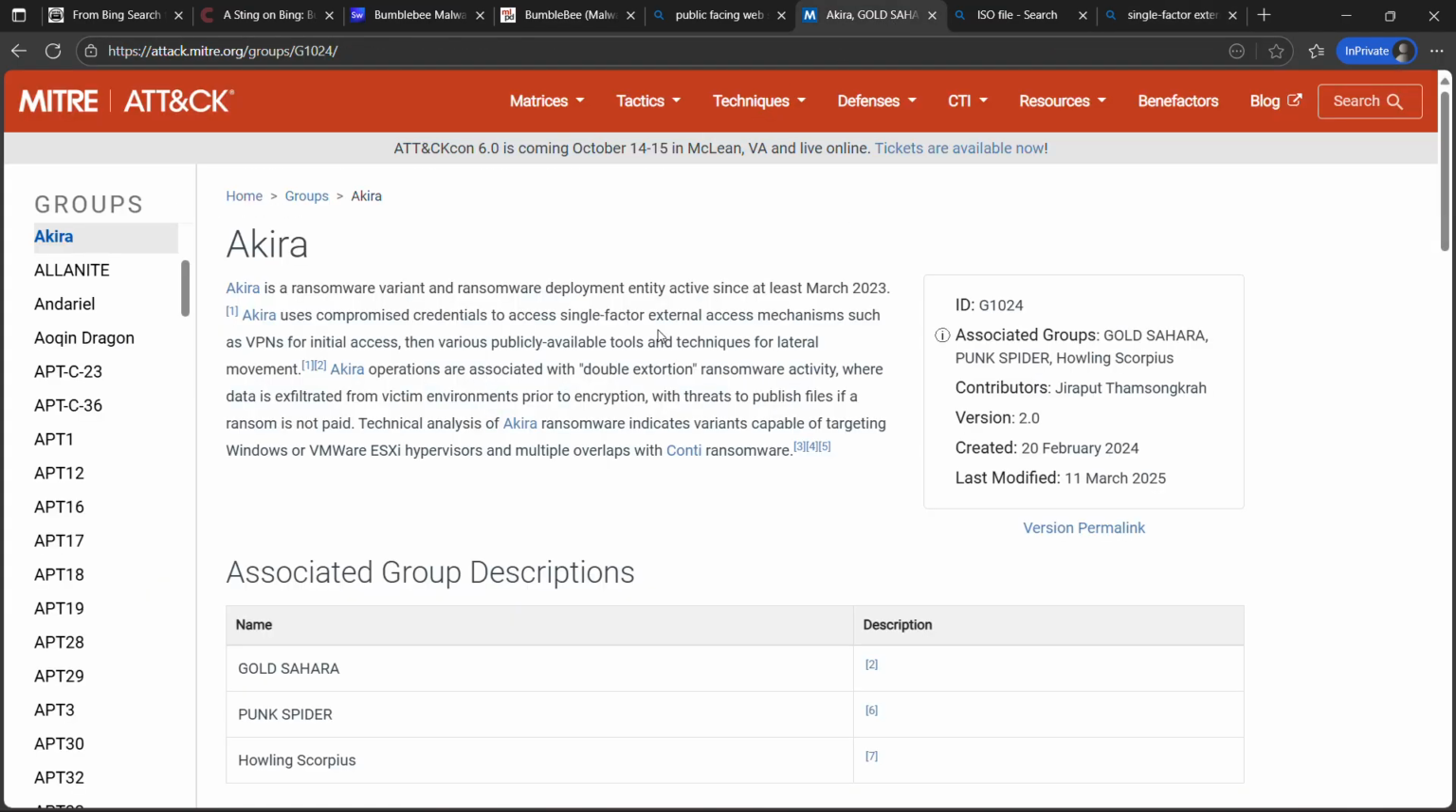So single-factor external access means single-factor authentication. That makes sense. Such as VPNs for initial access, then various publicly available tools and techniques for lateral movement.